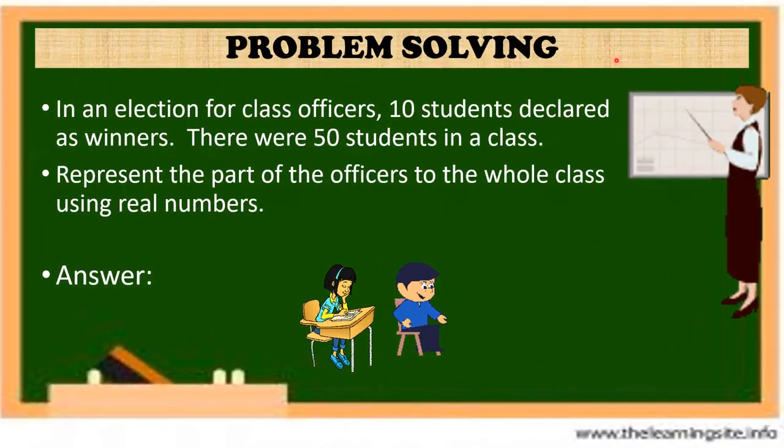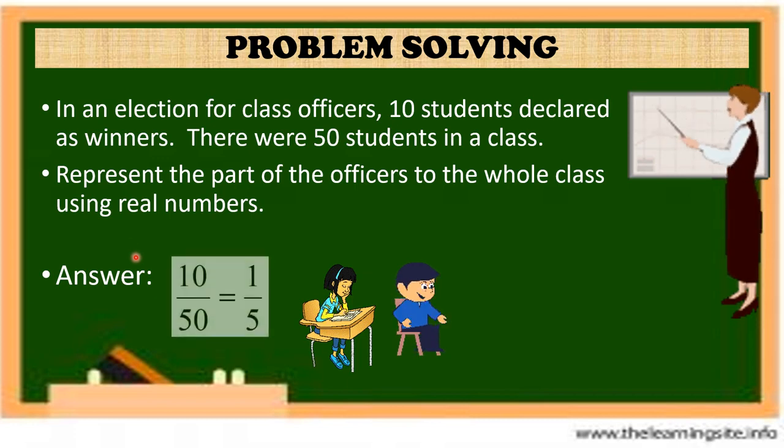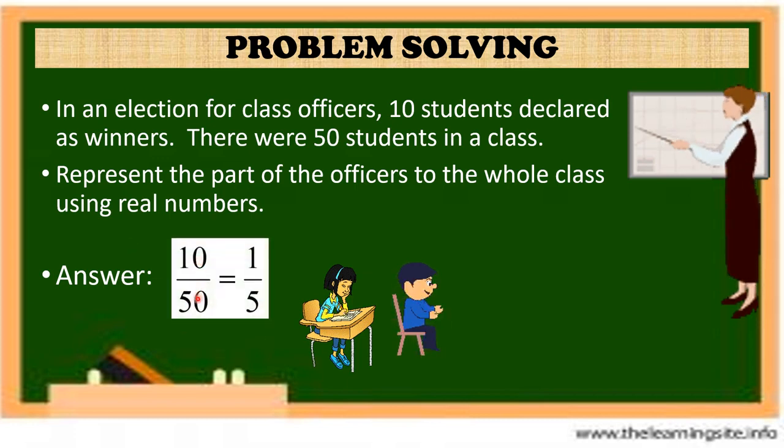Now we are in problem solving. In an election for class officers, 10 students declared as winners. There were 50 students in the class. Represent part of the officers to the whole class using real numbers. So we have 10 over 50, which is equivalent to 1 over 5.